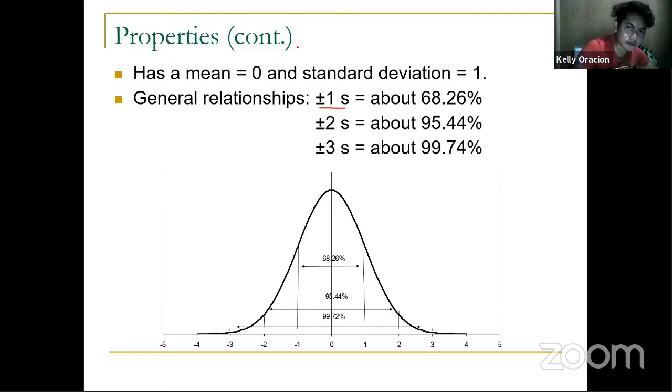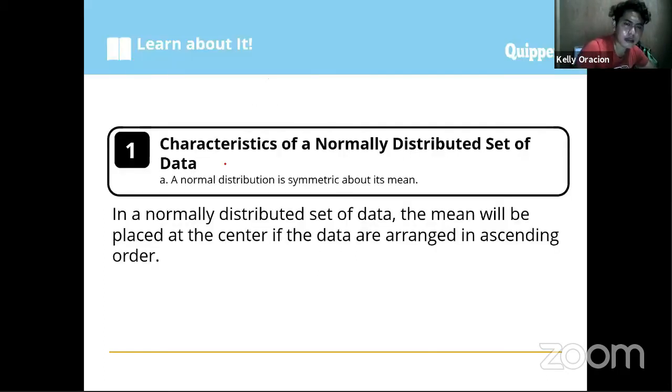Okay, next. Let's have the characteristics or properties. A normal distribution is symmetric about the mean. In a normally distributed set of data, the mean will be placed at the center if the data are arranged in ascending order.